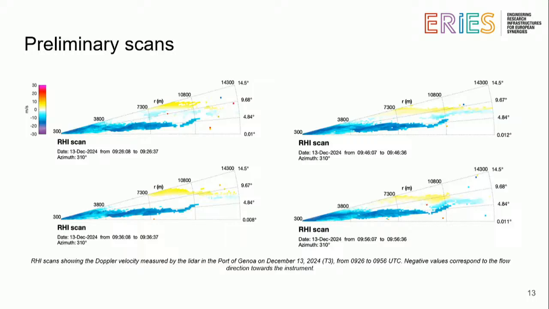Here are some preliminary scans. So negative values mean wind is blowing towards the scanner, and we can see that most of the higher velocities are closer to the ground. In this event, I'm showing you 30 minutes of it. It's the third one, December the 13th, 2024.